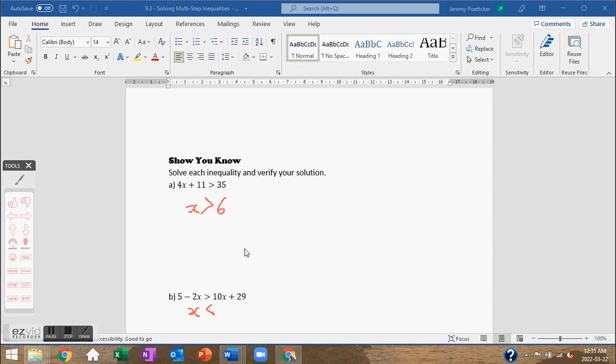Oops. Try that again. So the first one is x greater than 6. Second one, my apologies there. I just want to make sure I show you the right answer. And yes, x is less than -2 for the second one. So again, just so you've got the answers, x is greater than 6 up here, x is less than -2 down here. Make sure you actually show your work and verify, but this is just to check that you've got them right.